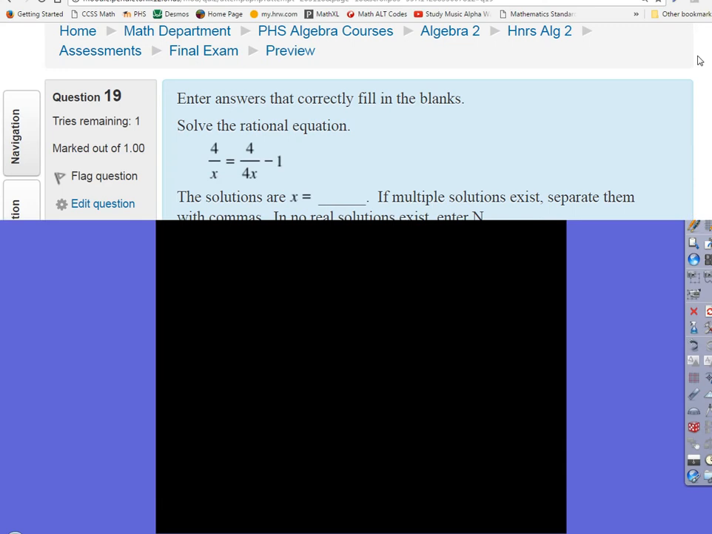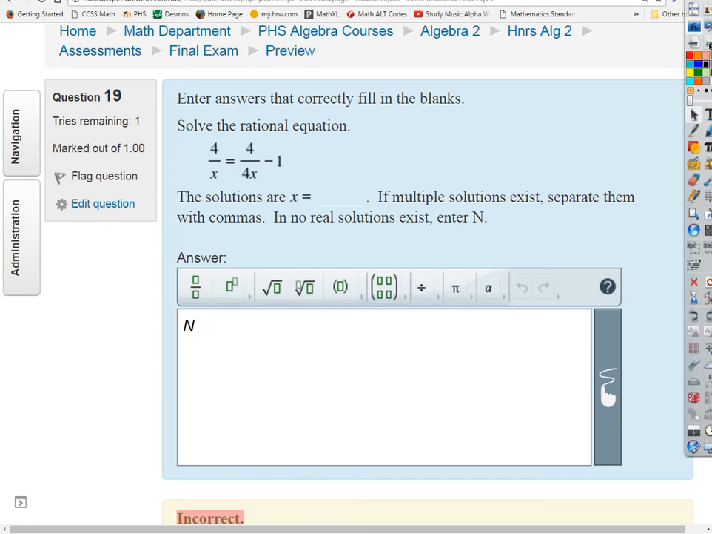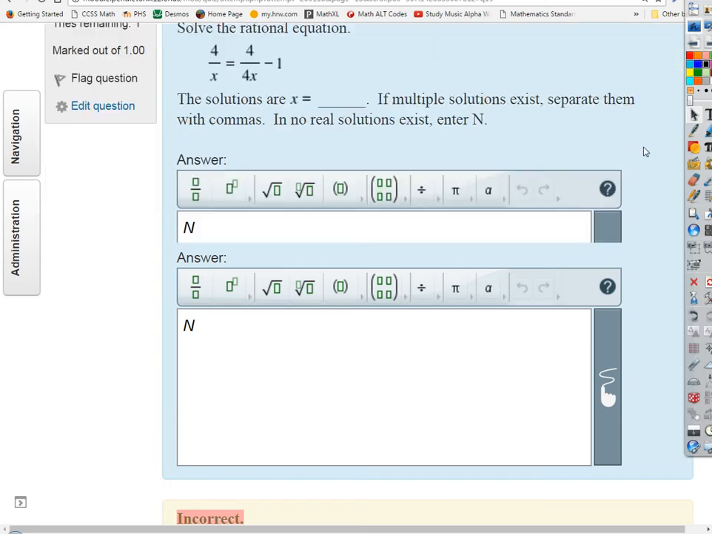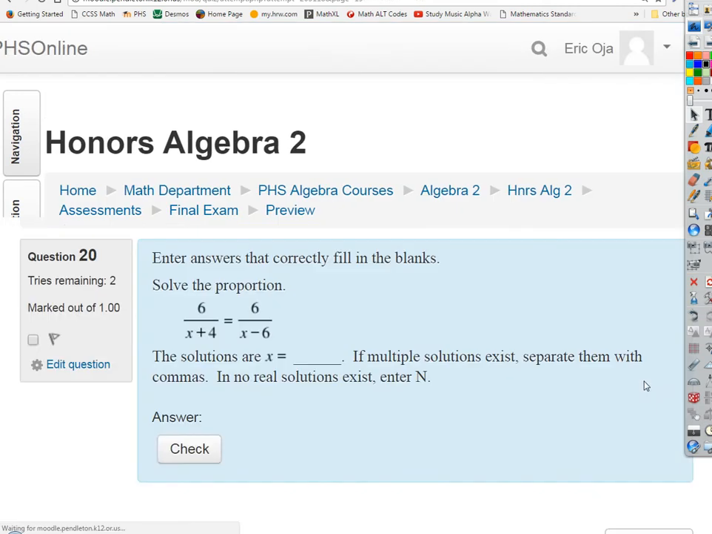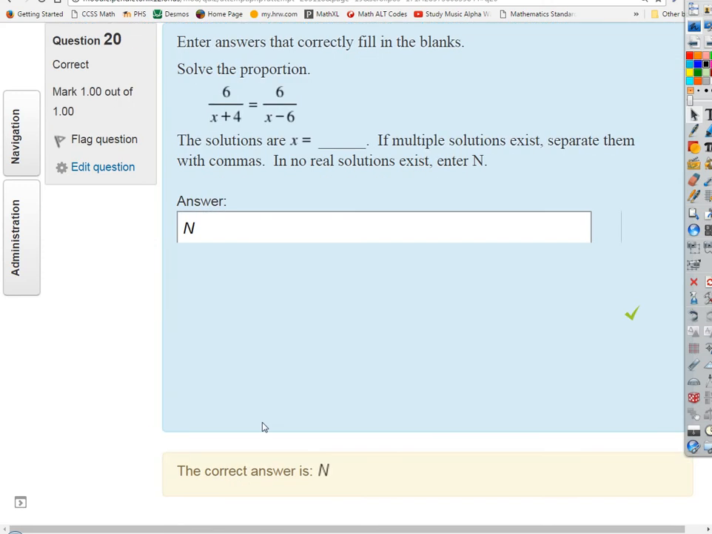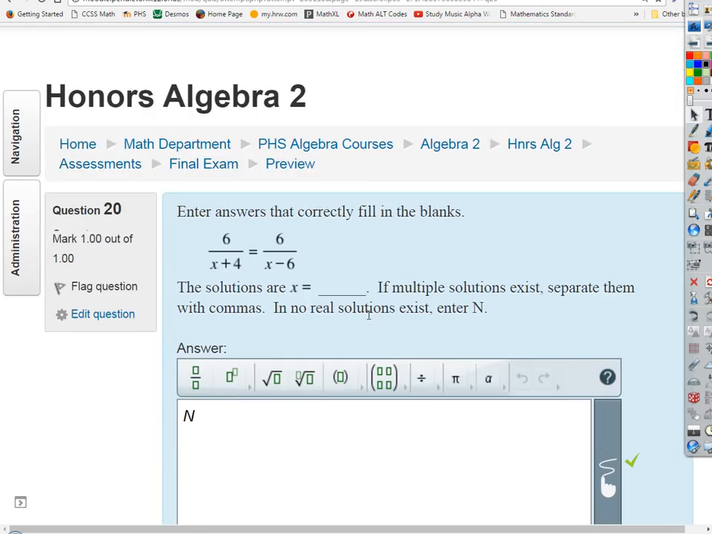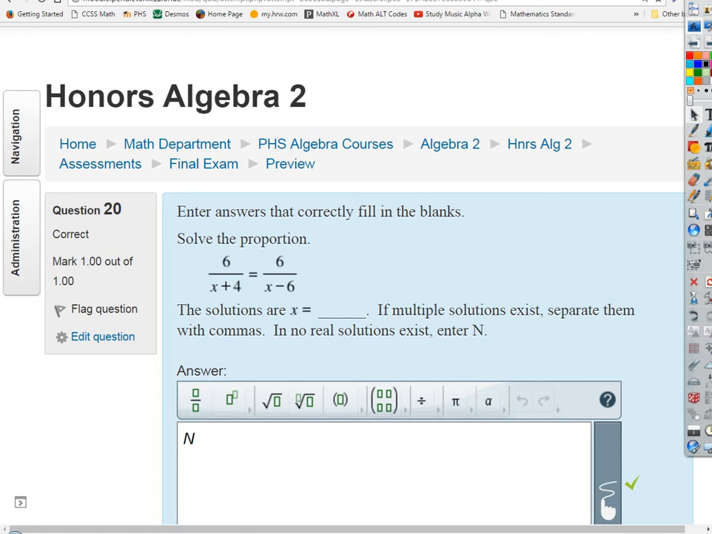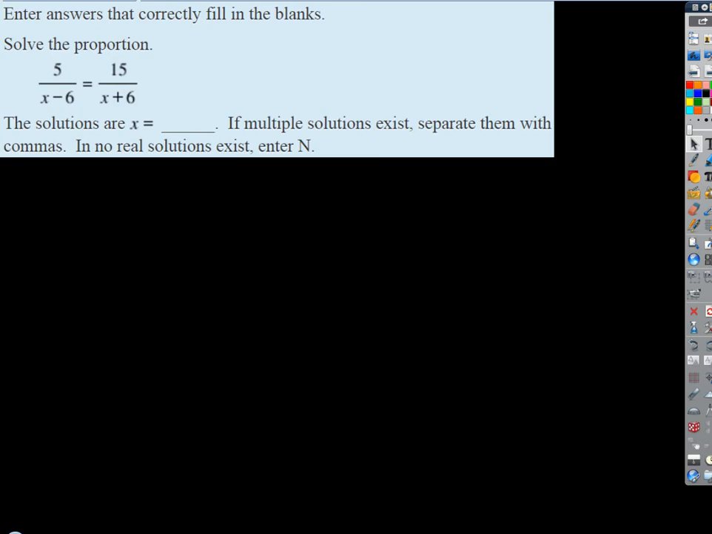Is that the same problem we were doing? Oh no, whoops, we already did that one. There's our problem. Okay, so we got n. Okay, that's the right answer, but let's do another one where the answer is not equal to n. Here's another one, same deal.